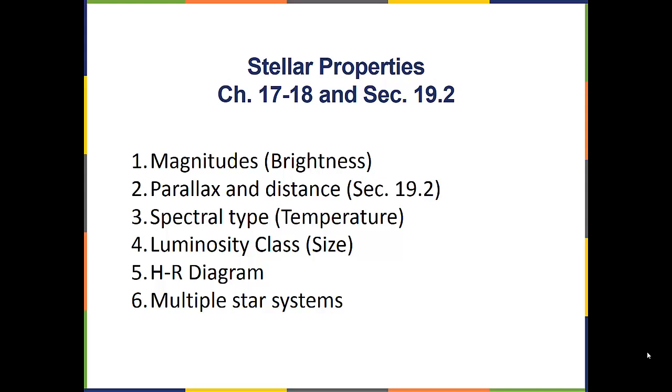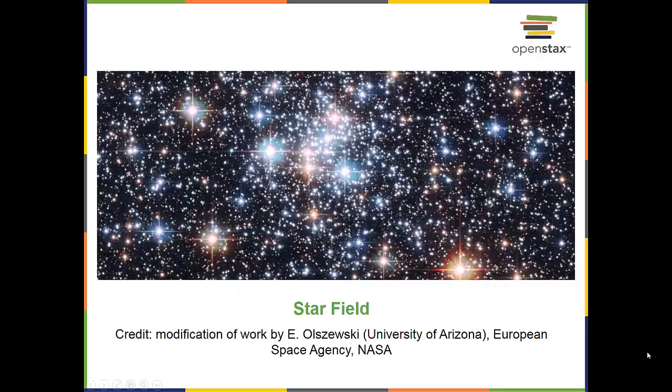Finally, I'll talk about multiple star systems. We'll look at 3 types of binary stars. I'd like you to stare at this image for a few seconds. What can you figure out about a star just by looking at it? In other words, in what ways do stars appear different from each other?